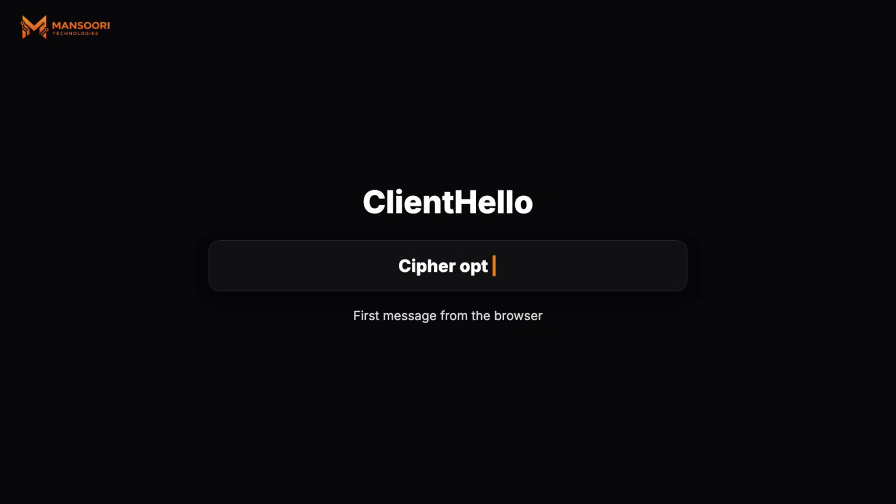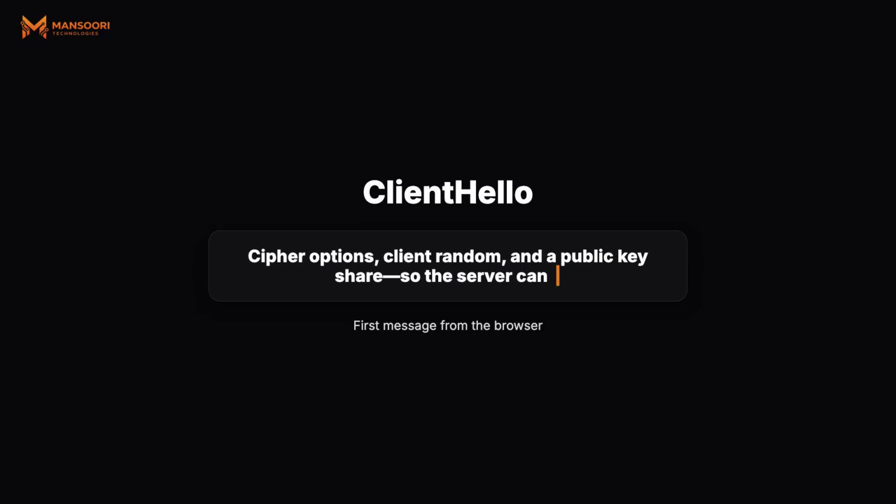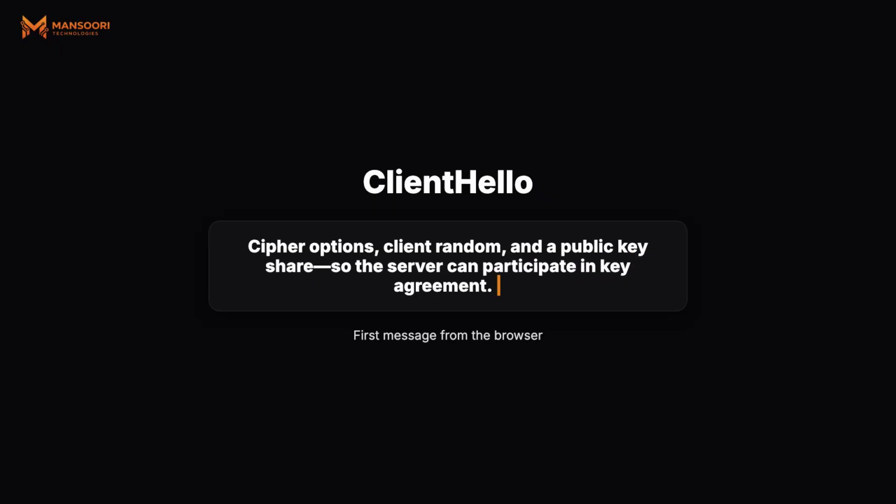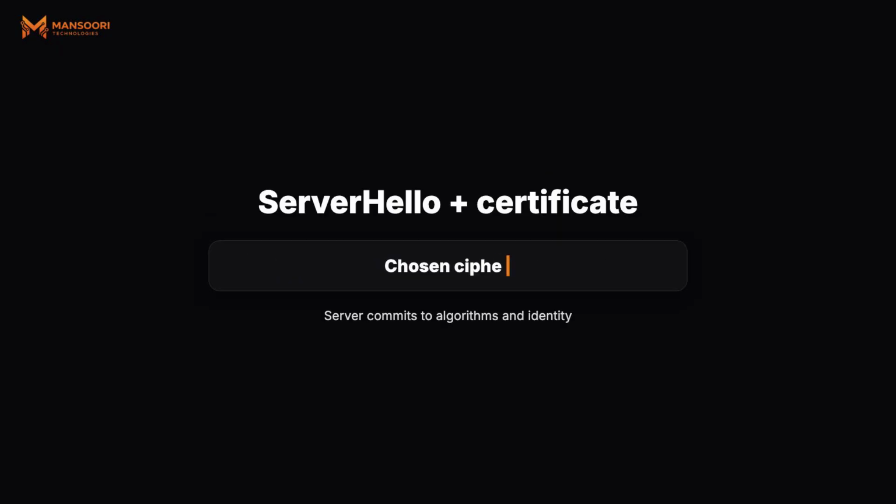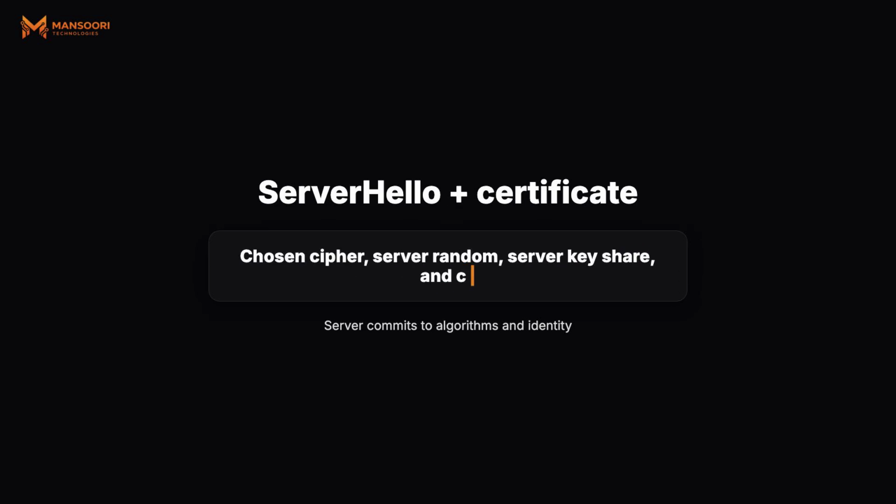The ClientHello is the browser introducing itself. It offers supported cipher suites, sends randomness for freshness, and includes a key share, public material that will be used in the Diffie Hellman style exchange we will visualize in a moment. The ServerHello picks the cipher, adds its own randomness, sends its key share, and presents a certificate chain. That certificate is how authentication enters the story, the cryptographic ID card for the website.